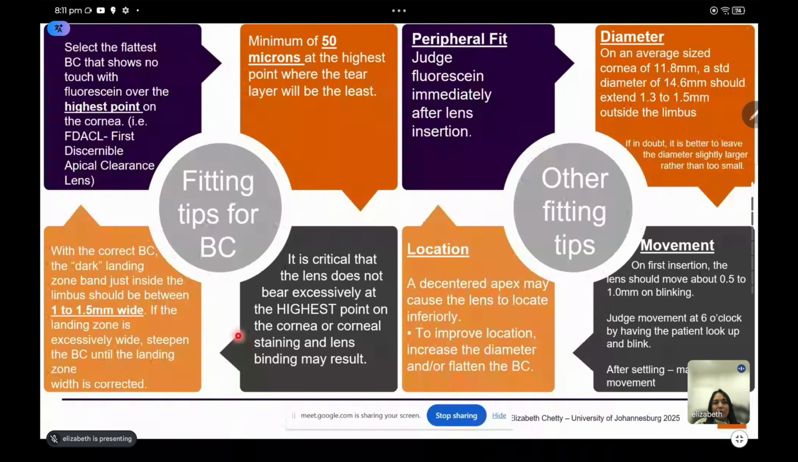All right, and then on this slide, I just have a few fitting tips for you, again, all in one page, so you can screenshot this and have all of this information at your fingertips. It's everything I've already discussed, but it kind of just summarizes a few of the important points, so if you need to refer back to them quickly, you've got it all on one page.